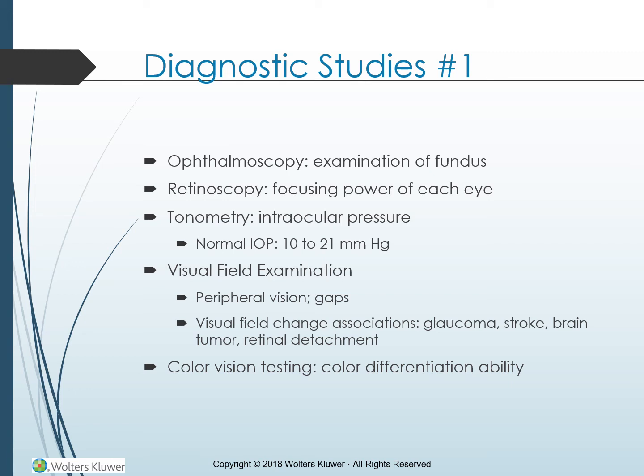Color vision testing. Assessing a client's ability to differentiate color is essential for determining a person's ability to function within an environment dictated by color codes. For example, traffic lights or work equipment mandate that people be able to distinguish different colors. Ishihara polychromatic plates are the most common test for color vision.